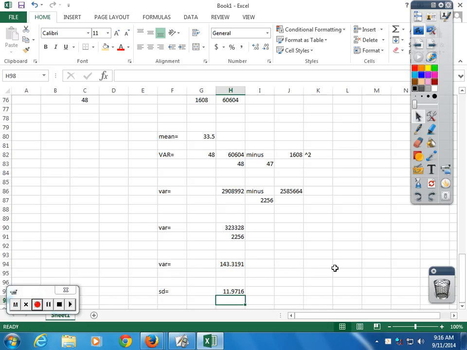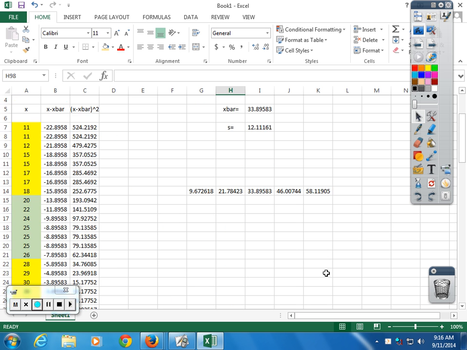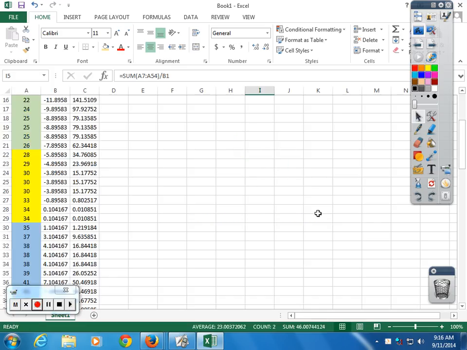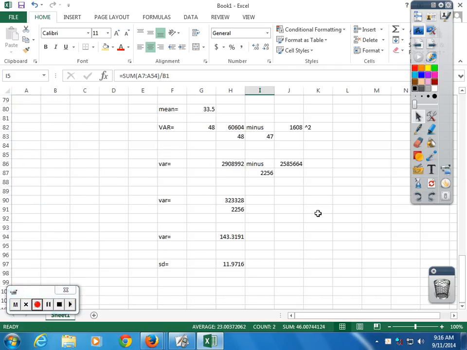Now we got a 33.5 and 12. 34 and 12. What was our mean up here? 34 and what? 12. So what does that tell you about the data? It's tight. Very tight. Because the two different formats give you the same mean and standard deviation. When that happens, that means that your data doesn't have very much variation.